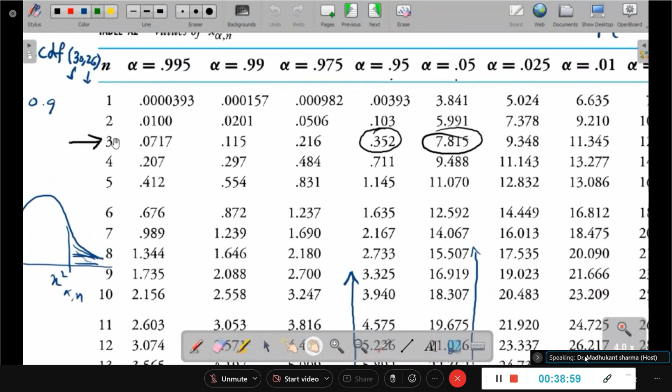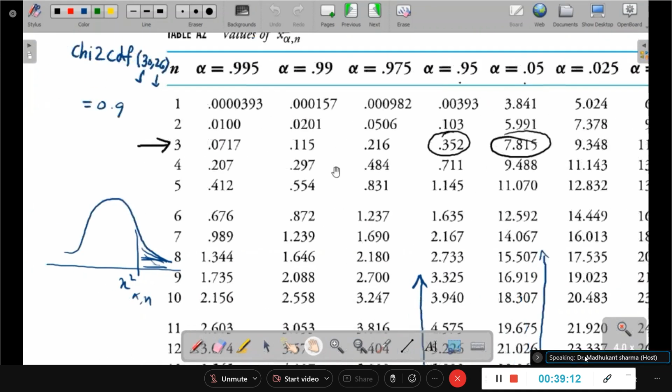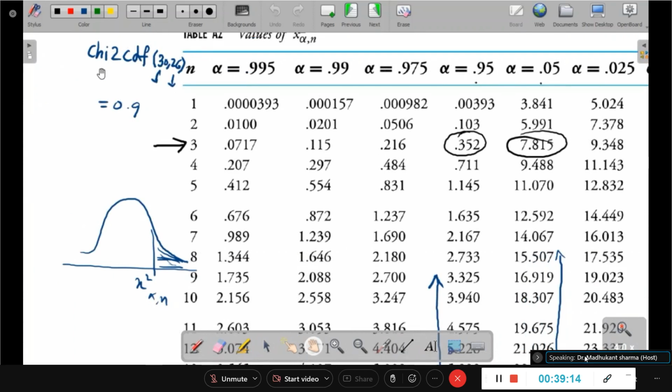Yeah, so 2.25 will certainly lie between 0.352 and 7.815. Or if you want to find a good approximation, you can use this function chi2cdf. So the choice is yours. Based on the table, the probability will lie inside the interval 0.05 to 0.95.